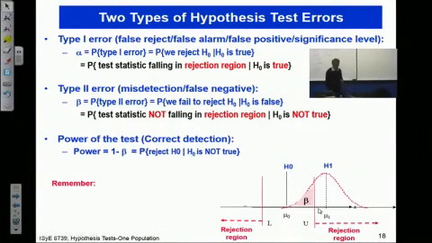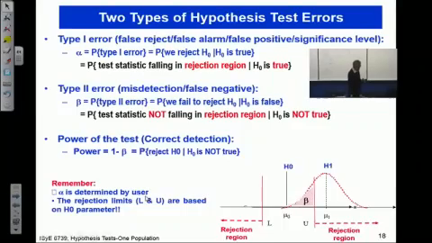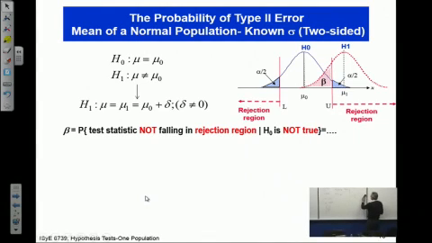Power of test, as I said, is 1 minus beta, and this is very important. Alpha is determined by us. So usually we say alpha is fixed, 0.05, 0.01, any of these numbers. But beta, we need to calculate it. And here is how we calculate beta. Let's see how we can calculate beta in one simple example.